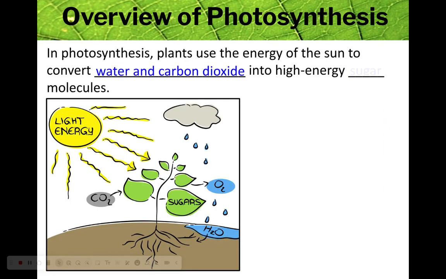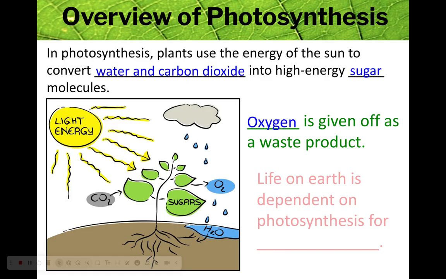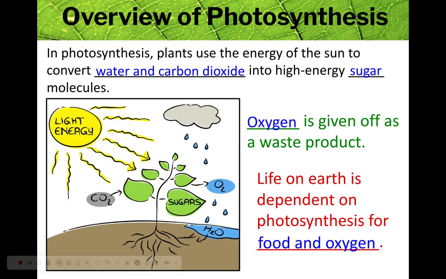Now, with this whole idea of photosynthesis, we are looking at how we are using all of this radiant energy from the sun, and with the help of that energy, we are going to convert water and carbon dioxide into these high energy sugar molecules, our glucose, and then oxygen just acts as a waste product.